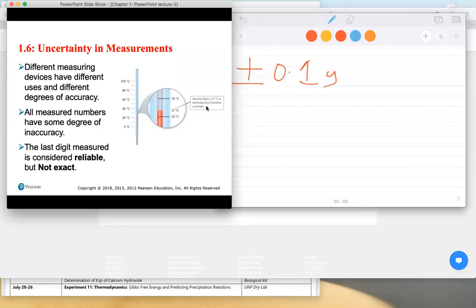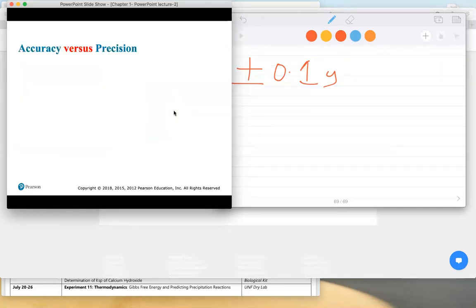Here is an illustration on temperature measurement. The last digit always has some degree of uncertainty. It is just an estimate. We don't know where it lies here. We know the temperature lies between 25 and 30, but here it is just an estimate. We can say 27. There's some degree of uncertainty.